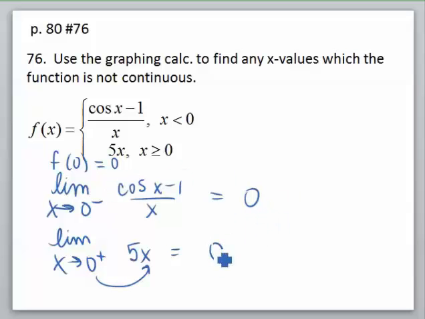So since all three of these are equal to 0, there are no values at which it's discontinuous. Therefore, it's continuous on all x.